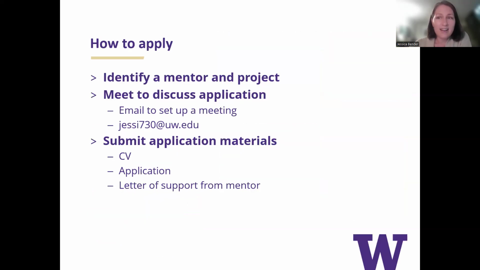So now that you've decided you want to apply for the Global Health Pathway, how do you do it? Well, number one, start thinking about a mentor and a project. You need to identify a mentor and a project with your application. Please set up a meeting with me to discuss your interest and application. This is just to make sure that the pathway is the best fit for you and to answer the questions you have. You can email me, jessi730@uw.edu. And then your application materials will include your CV, your resume, a one-page application, and then a letter of support from your mentor, and email those to me by the shared deadline.